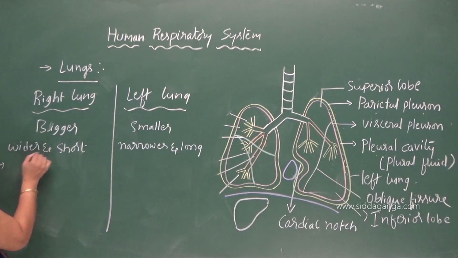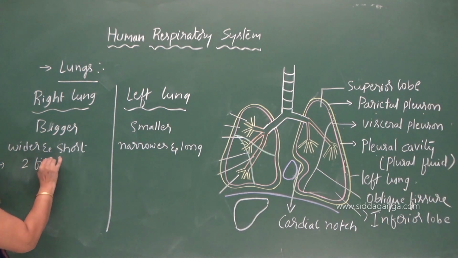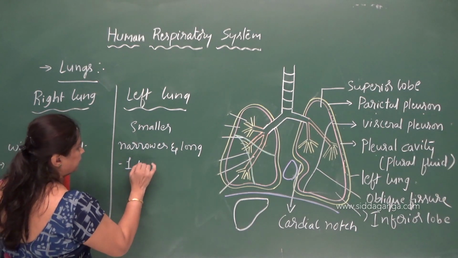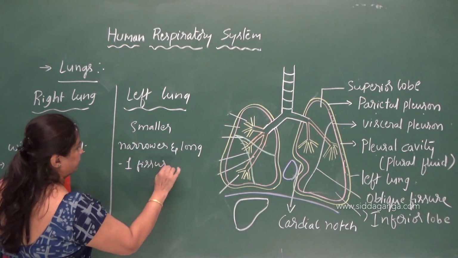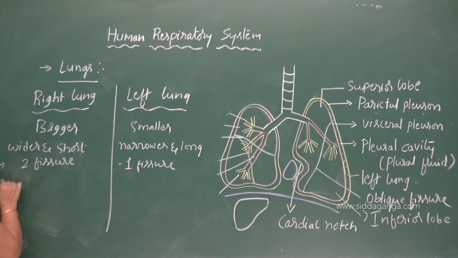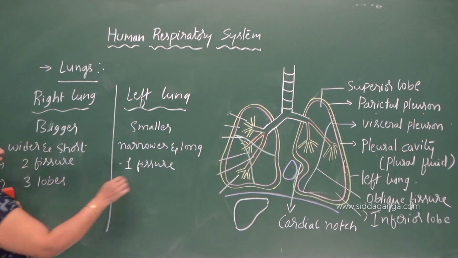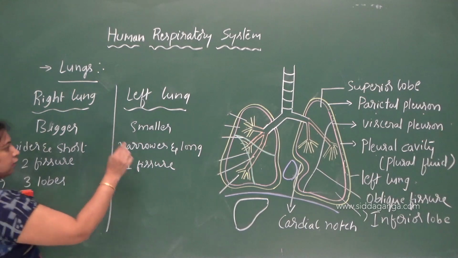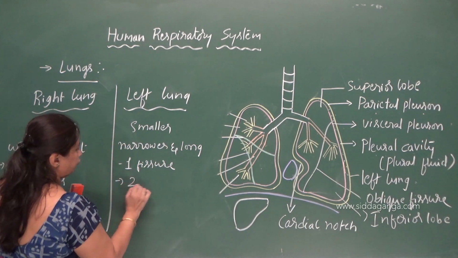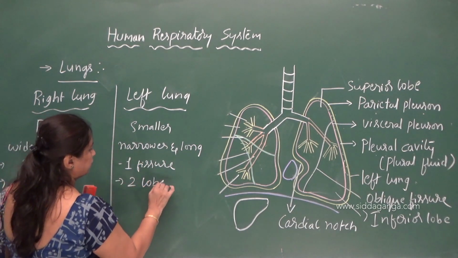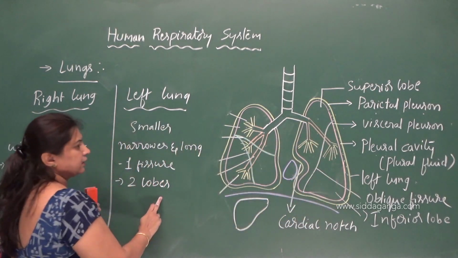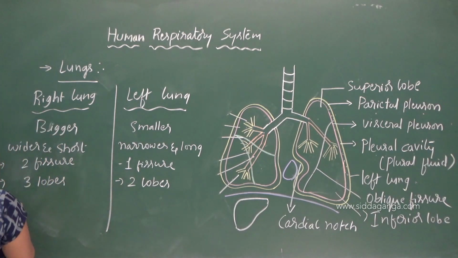How many fissures are present in the right lung? 2 fissures. Here the number of fissures is only 1, that is the oblique fissure. How many lobes are present in the right lung? 3 lobes. Which are the 3 lobes? Superior lobe, middle lobe and inferior lobe. How many lobes are present in the left lung? 2 lobes. Superior lobe and inferior lobe. The middle lobe is absent.